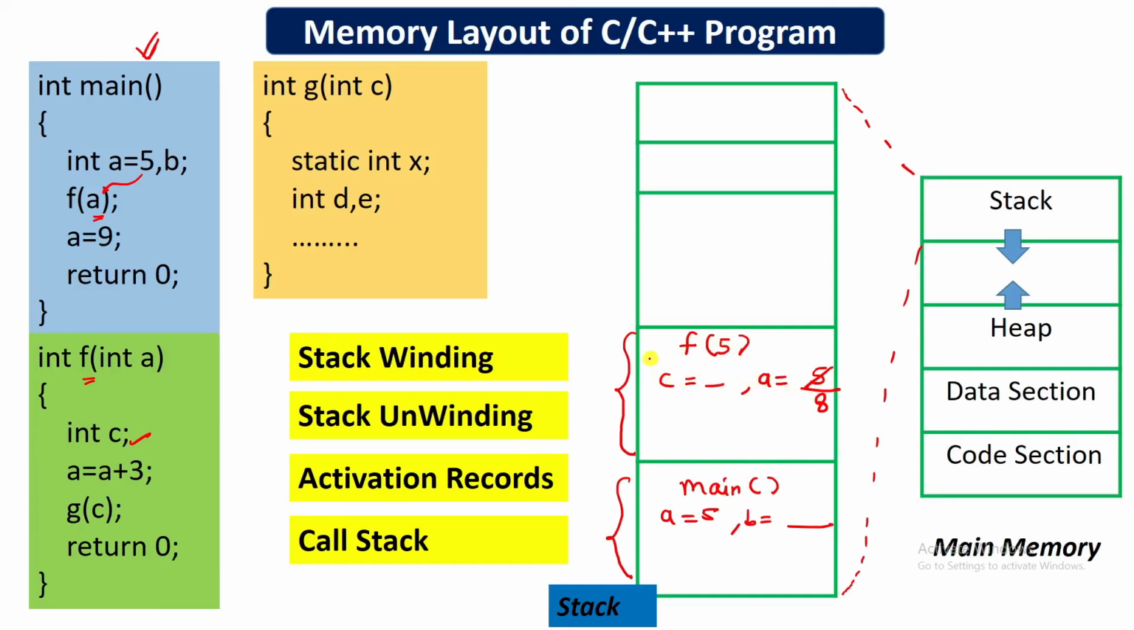Similarly, when we call the g function, the information of the g function will be stored here. So this way this stack is keeping track of various function calls. That's why this is known as the call stack, or you can simply say it is a stack for this application. And what is an activation record? Basically, all this information of the various functions constitutes an activation record.